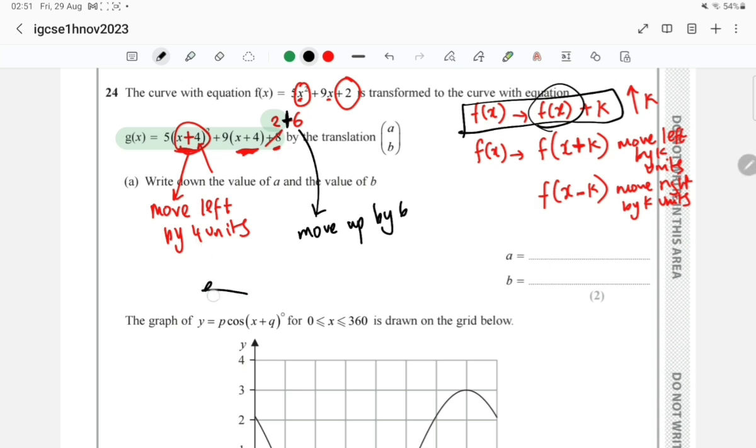So now I'm moving left by 4. So this would be minus 4 because I'm moving to the left, and moving up by 6. So this would be plus 6. Now in vector form, this would be minus 4 and 6. And hence my A is minus 4 and my B is 6.